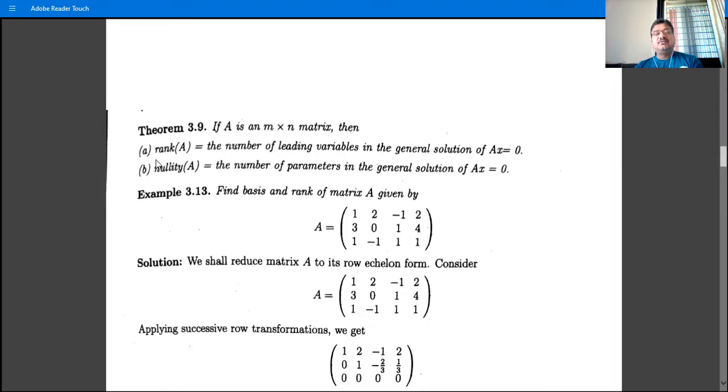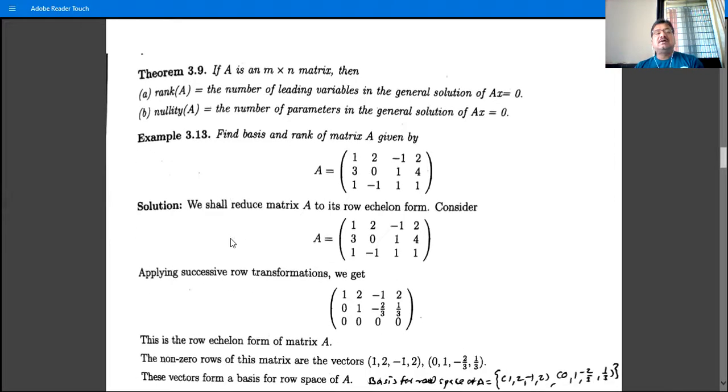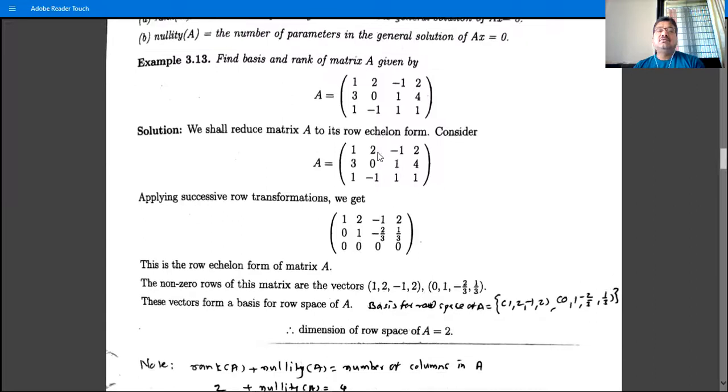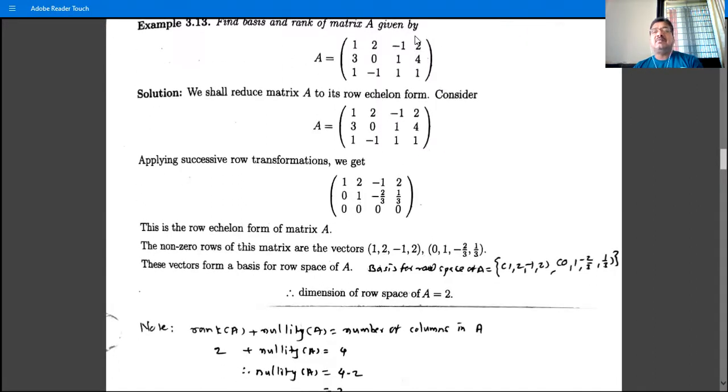So we know that the rank of the matrix is the dimension of the basis of the row space or column space, and the nullity of A is the dimension of the null space, or the solution space of the system Ax = 0. So the example is: find the basis and rank of A given by this matrix.